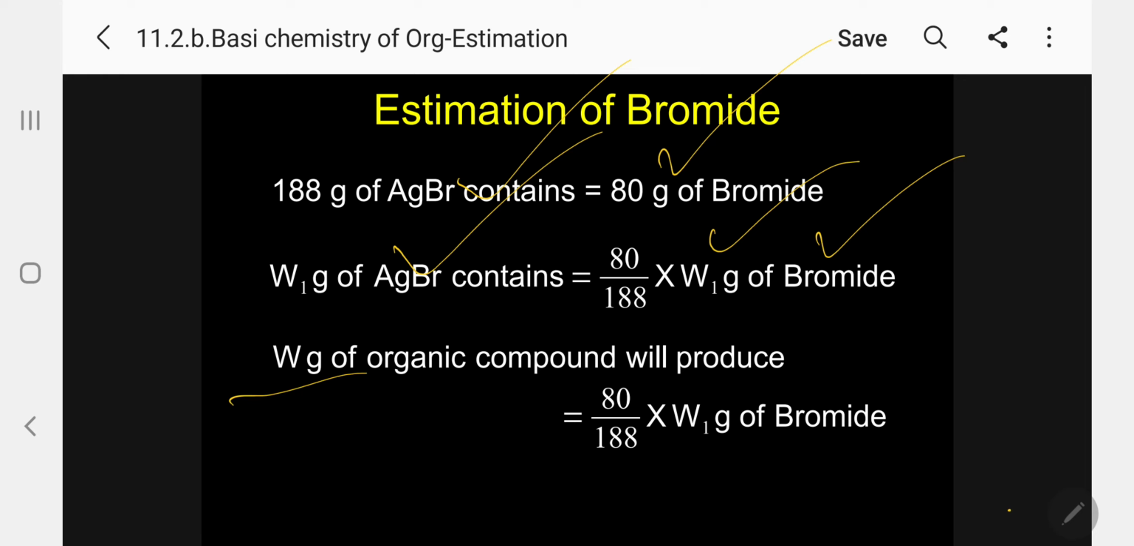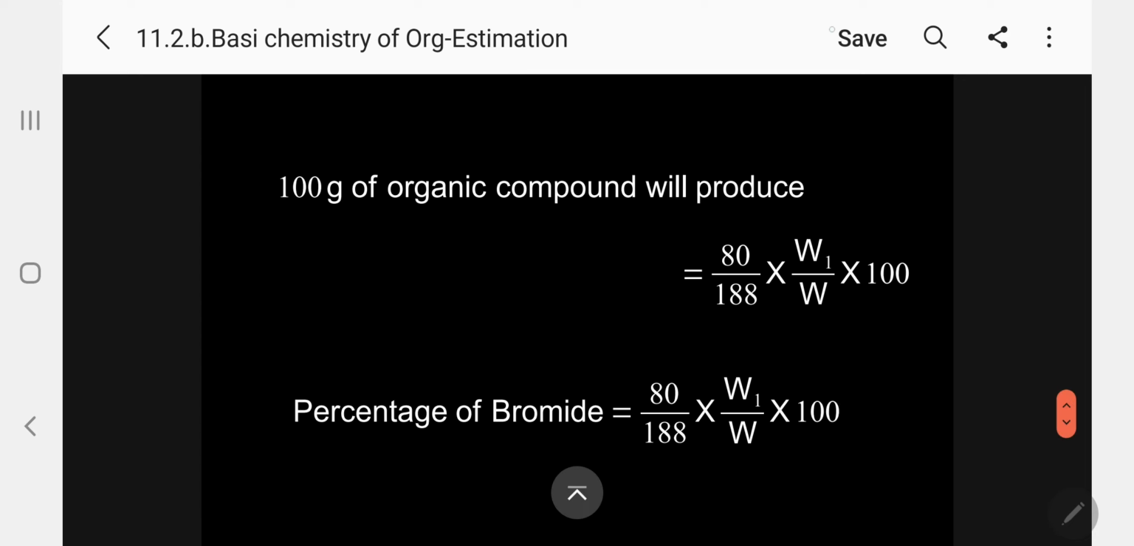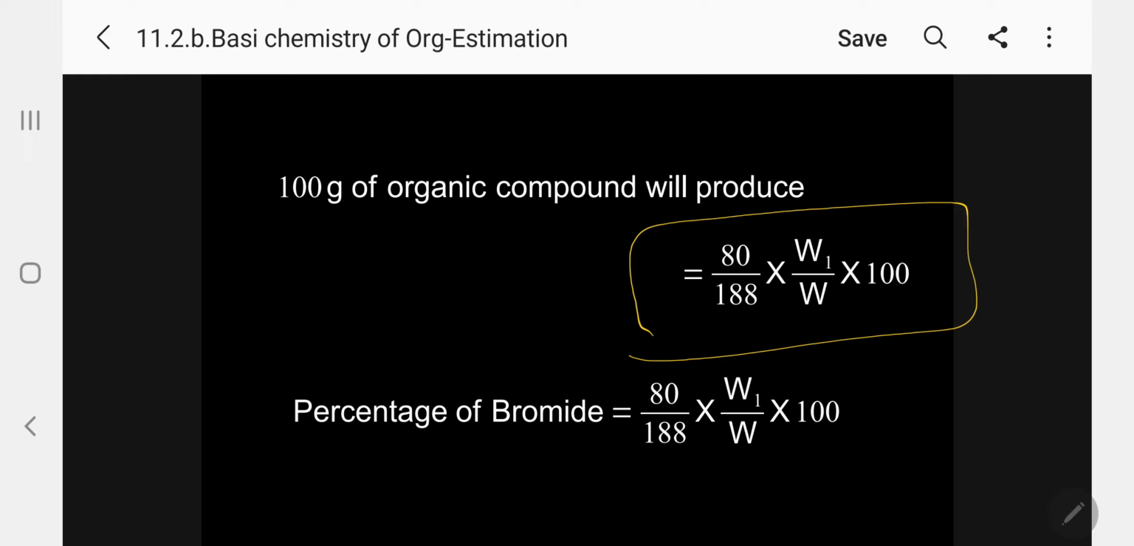So W grams of organic compound will produce 80 by 188 into W1 divided by W. So for 100 grams of organic compound will produce 80 by 188 into W1 by W into 100.